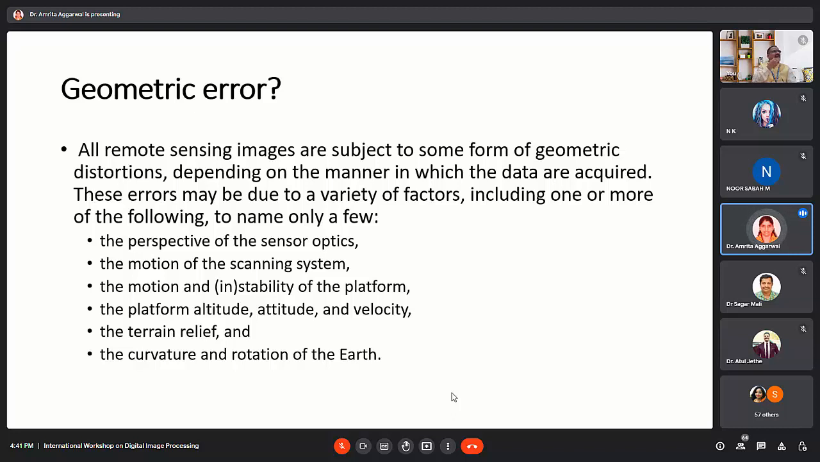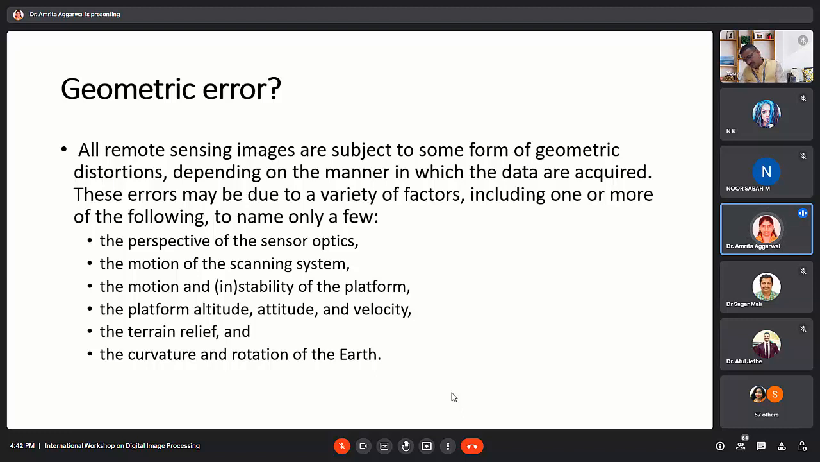But because of our false calculations, false calibrations, or improper planning of the flight, sometimes the imagery is not captured at the correct angle or not captured appropriately to be able to understand the objects properly. When that happens, that is called a geometric error.